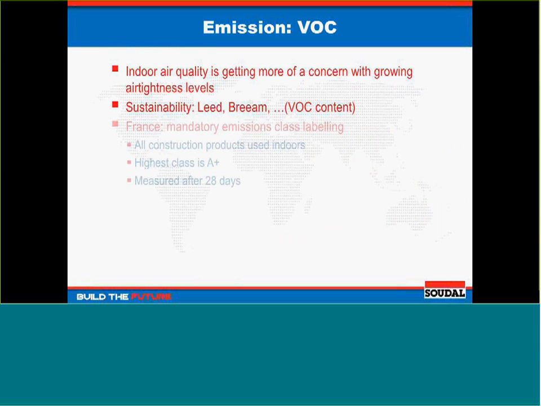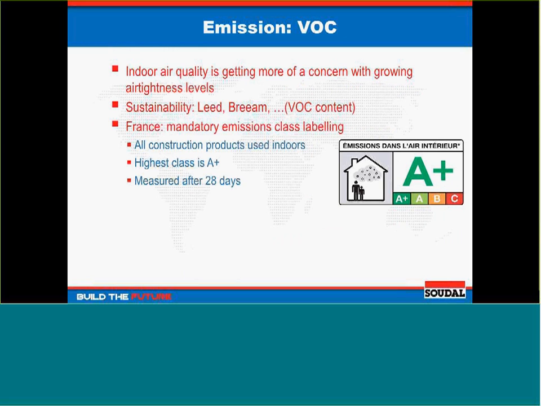Okay, so far for norms and standards, just one slide on emission, mostly expressed in a percentage or a rate of volatile organic compounds. Often these requirements are part of a sustainable program like LEED and BREEAM. Please be careful if you get some VOC figures. Sometimes they refer to VOC content, not emission, so not really comparable between each other.